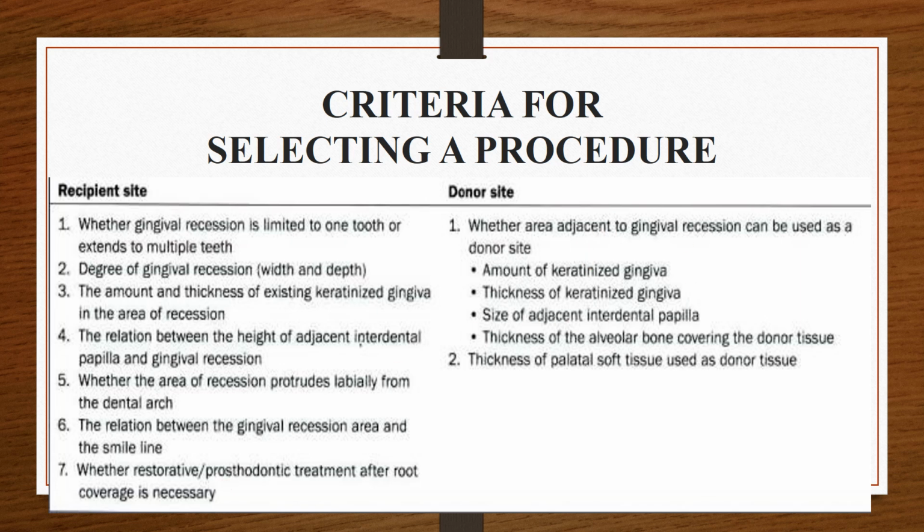Donor site: whether the area adjacent to the gingival recession can be used as a donor site. This depends on the amount of keratinized gingiva, thickness of keratinized gingiva, size of adjacent interdental papilla, thickness of the alveolar bone covering the donor tissue, and thickness of palatal soft tissue used as donor tissue.